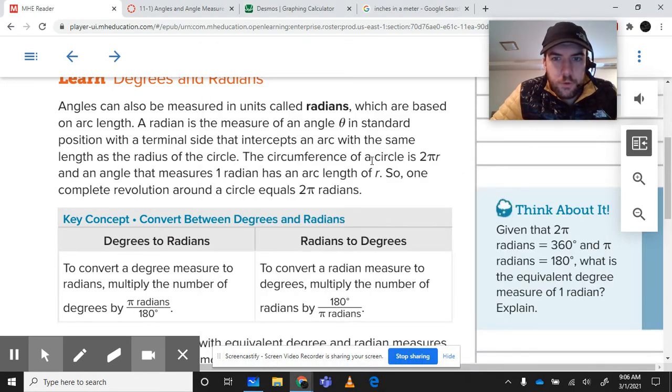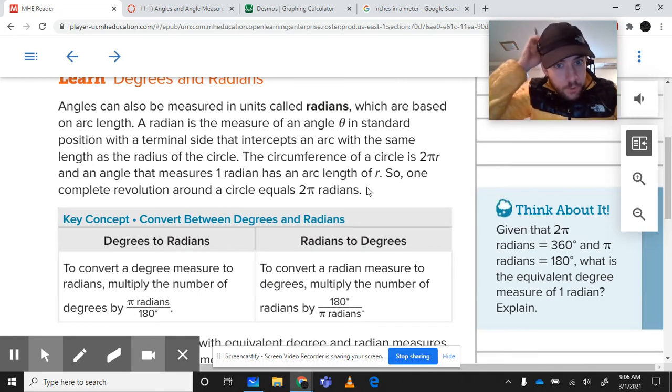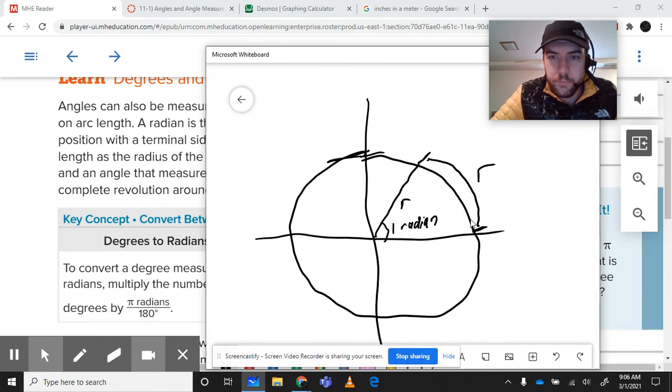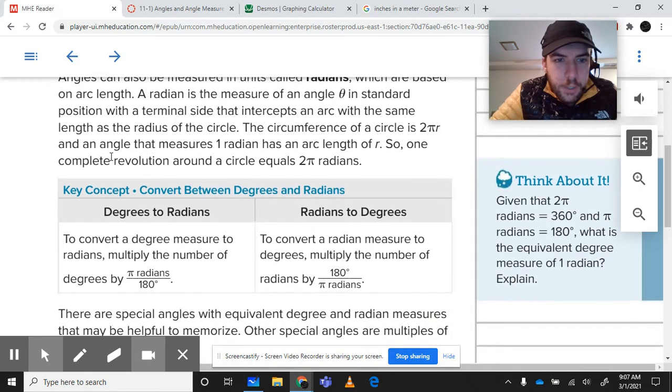The circumference of a circle is 2 pi r, and an angle that measures 1 radian has an arc length of r. So 1 complete revolution around the circle equals 2 pi radians. Okay, that should make sense. So your circumference is 2 pi of these. It's 2 pi, about 6 of these things to get around the side, 2 pi r, and therefore the full measurement around the inside should be 2 pi radians, right? You do about 6 of these angles to get around. Once again, I think I drew that a little too big to make it work out, but that's the main idea.